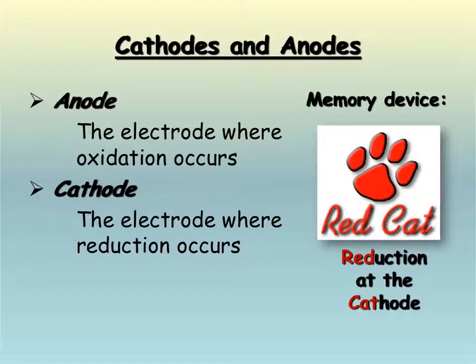So cathodes and anodes are what we label these different parts of the cell where oxidation and reduction occur. Anode is the electrode where the oxidation occurs, and cathode is the electrode where the reduction occurs. A way to help you remember this would be red cat. So reduction is at the cathode. And then obviously, by default, oxidation would have to be at the anode.